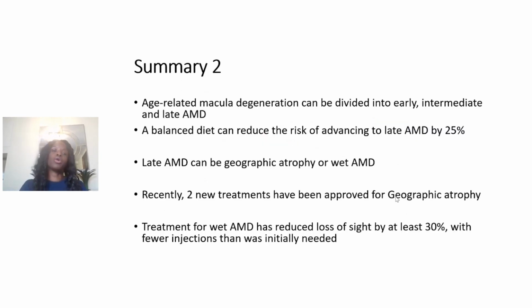So in summary, we've talked about age-related macular degeneration and that it can be divided into early, intermediate, and late macular degeneration. We've talked about a balanced diet or supplementary vitamins can reduce the risk of progressing to late macular degeneration by 25%. We've highlighted late macular degeneration can be divided into geographic atrophy or wet macular degeneration. And also, excitingly, 2 new treatments have been approved for geographic atrophy, and that the treatments that we have for wet macular degeneration have reduced loss of sight by at least 30%, with more people requiring fewer injections than they used to.